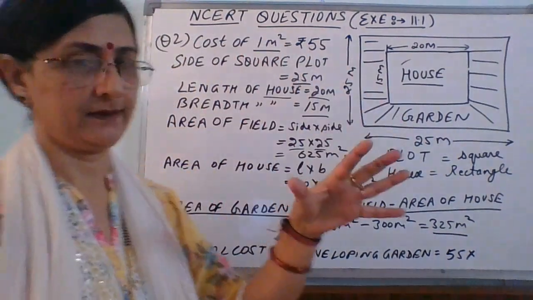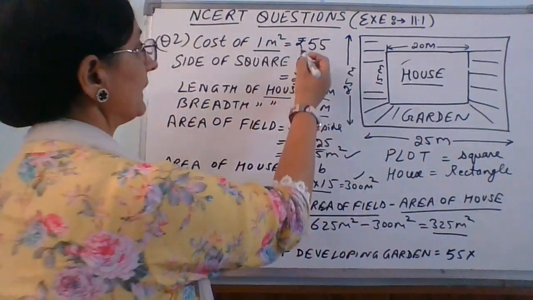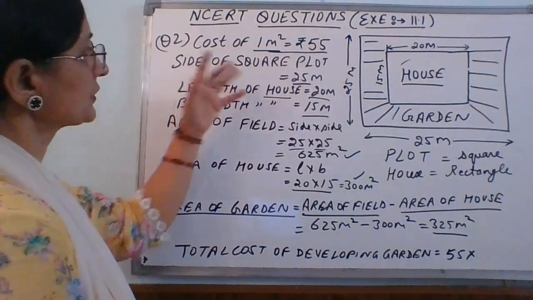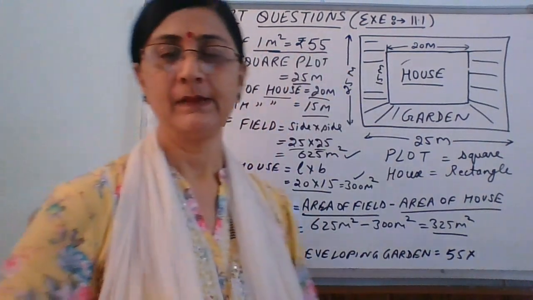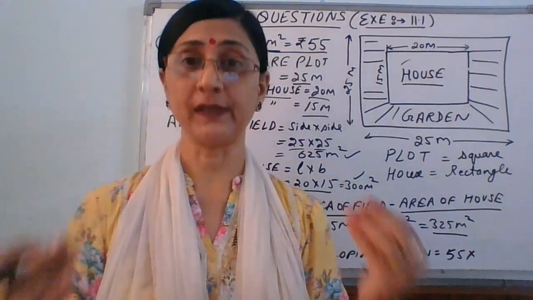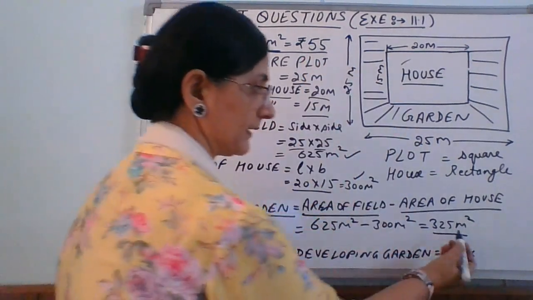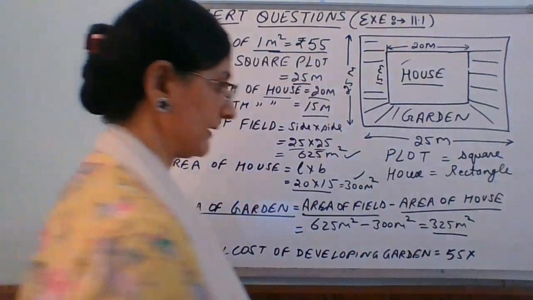अब एरिया आपका आ गया. How to find the cost for developing that? जब आपके पास एरिया है, आपको it's given the cost of 1 मीटर स्क्वायर is 55, because वहाँ लिखा ₹55 पर मीटर स्क्वायर. मीटर स्क्वायर क्या होता है? यूनिट ऑफ एरिया. आपके 1 मीटर स्क्वायर एरिया की कॉस्ट इतनी है, तो आपके पास कितना एरिया है? 325. Just multiply by that, right?